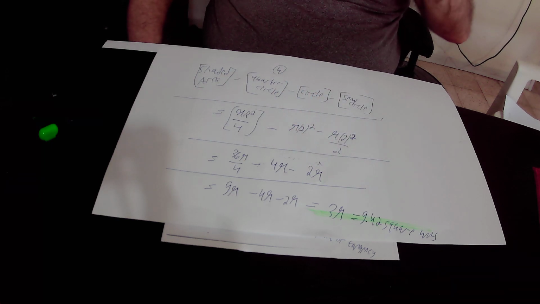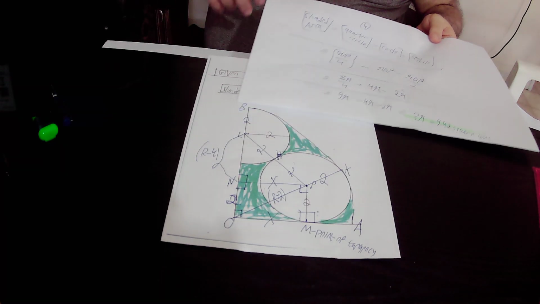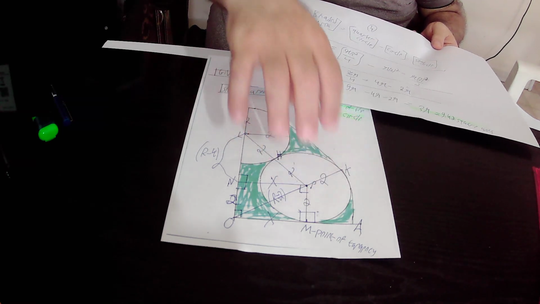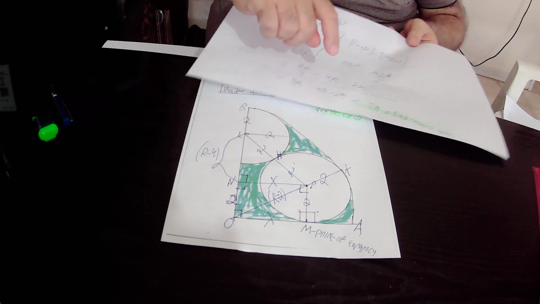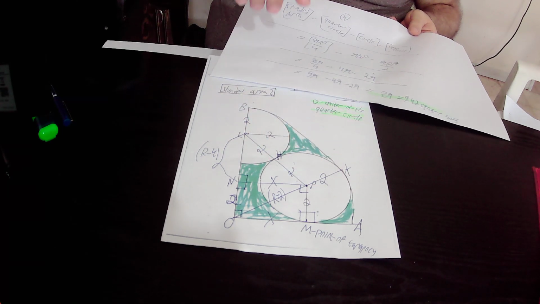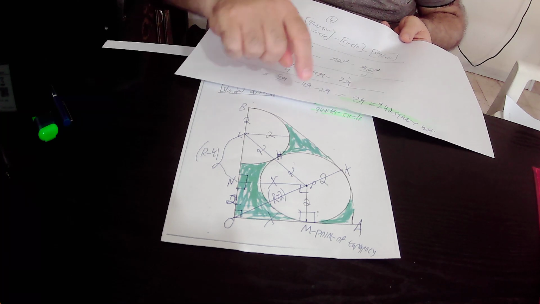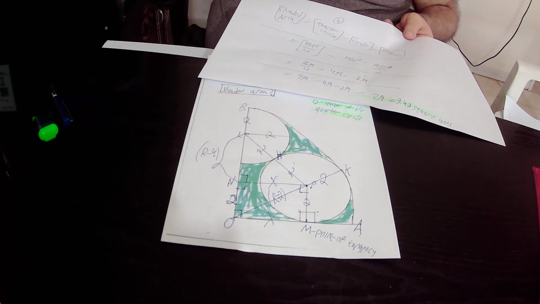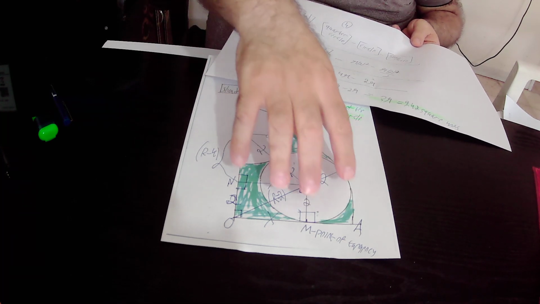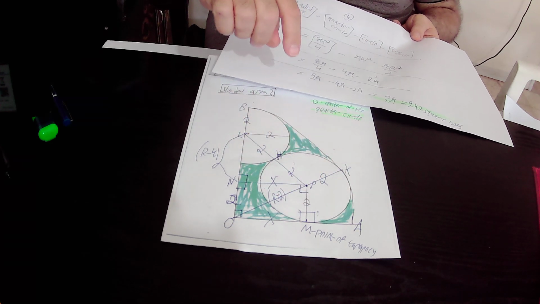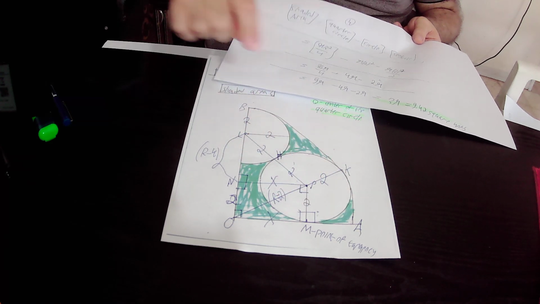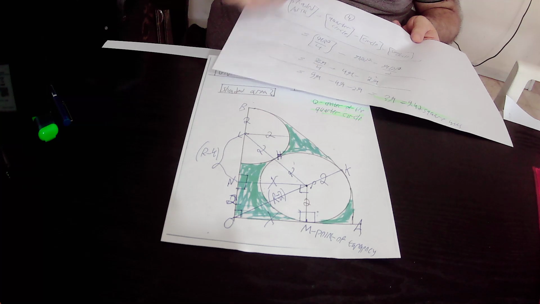So in conclusion, we found that the value of this shaded area equals 3 pi square units, or in terms of numbers, it is equal to 9.42 square units. I repeat again, this shaded area equals 3 pi square units, or in terms of numbers, it is equal to 9.42 square units.